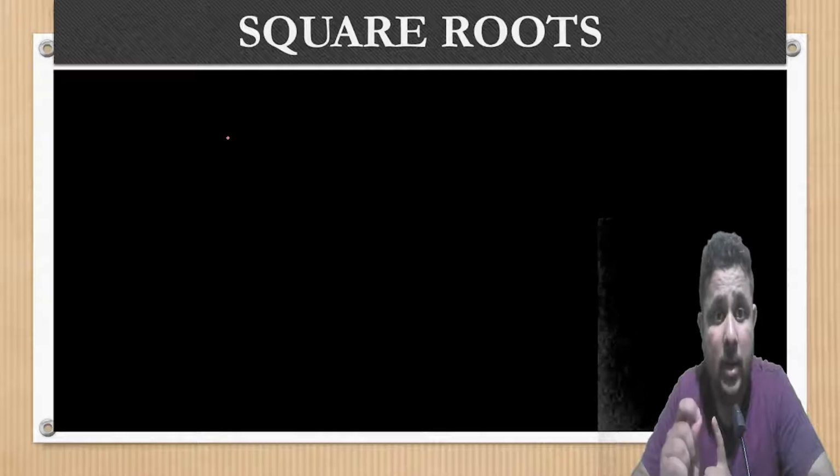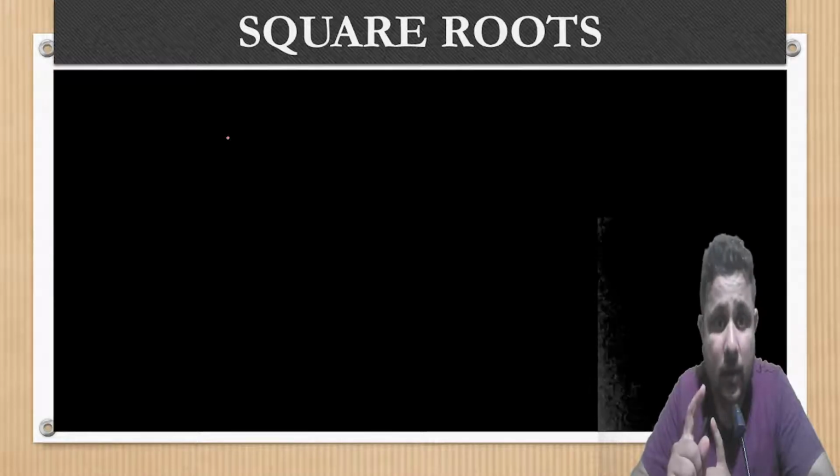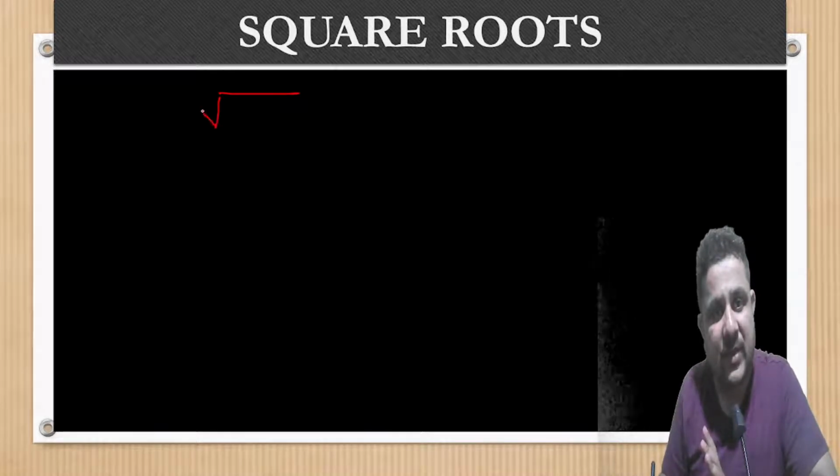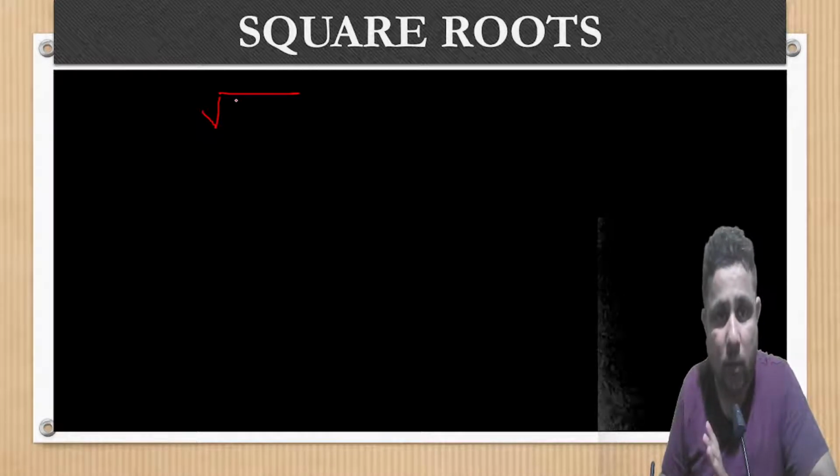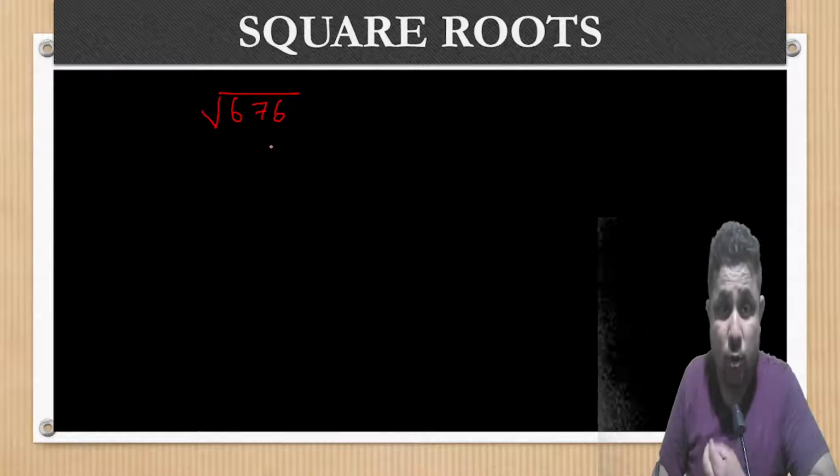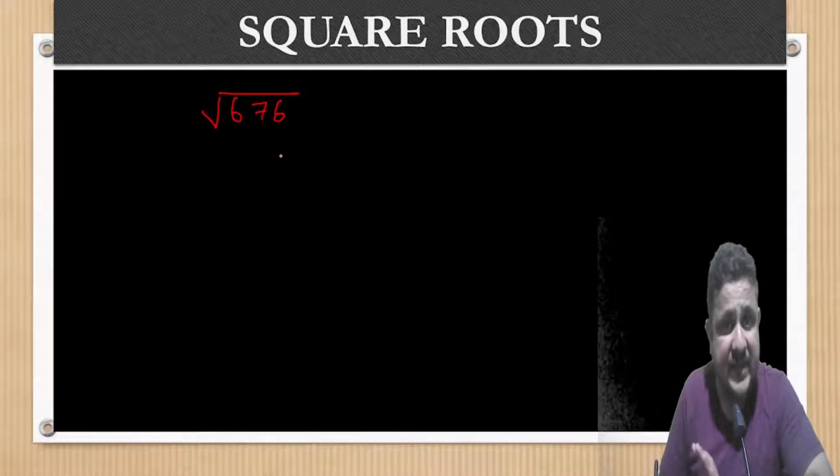Now let's take some examples so you will get the idea why I was discussing those squares. First thing is you need to remember these unit digits of the squares from 1 to 10. Now I am taking one example so you will have the idea what I am talking about. Suppose you want to calculate the square root of 676. You don't know what the square root of 676 is.